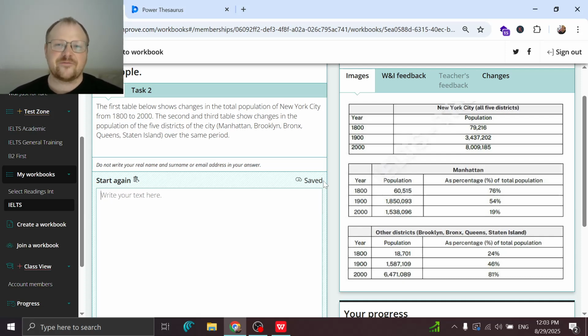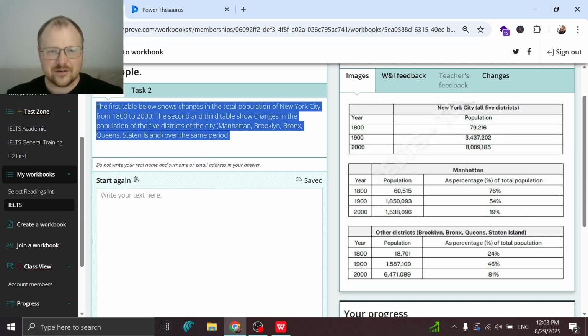We could write 5 because we have 3 different graphs, so each table could be its own paragraph, but we can kind of summarize the first one, the overall population of New York, rather briefly in a sentence or two, so it doesn't necessarily need such a large paragraph. So first we want to paraphrase our question here.